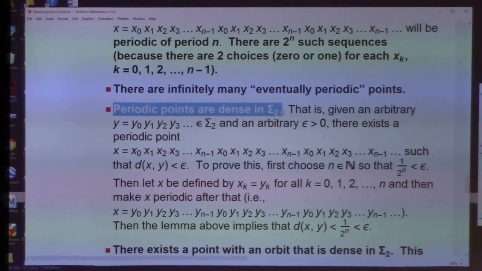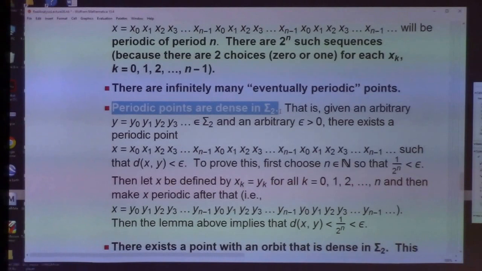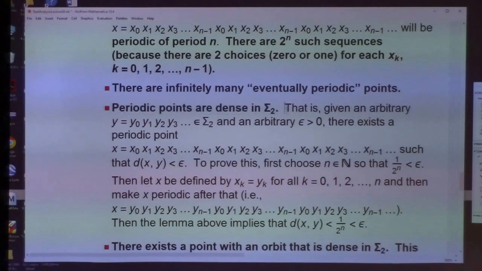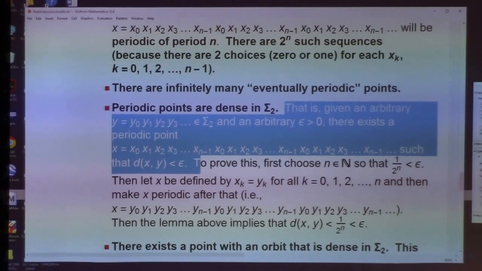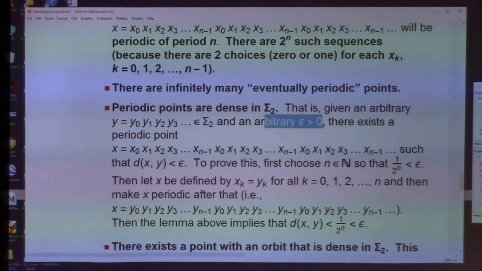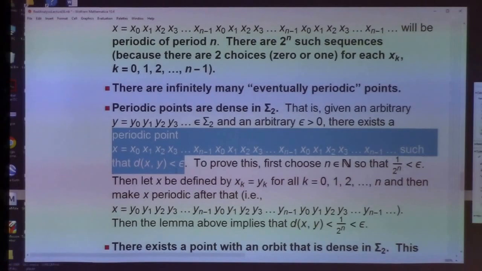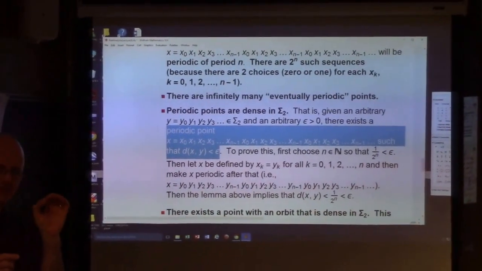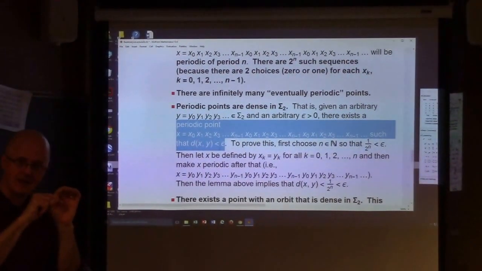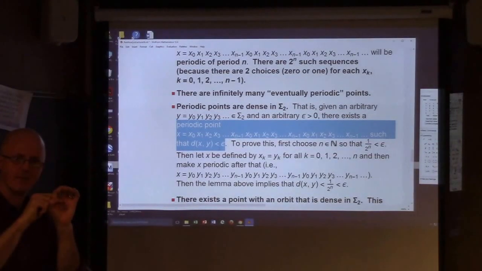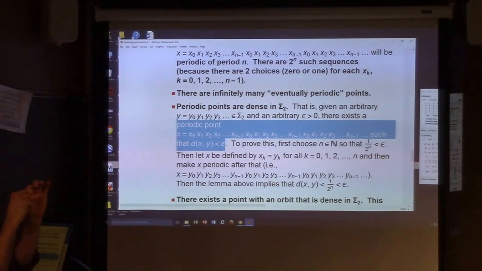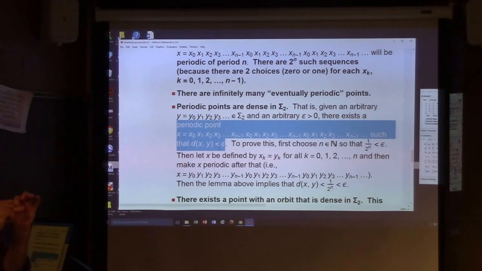Periodic points are dense in sigma 2. Now, I've mentioned density a little bit in this class. I haven't really focused on it. It's a topological concept. Basically, what this means is, given any arbitrary point in the space and an arbitrary epsilon, there's a periodic point within epsilon of that arbitrary point. Give me any point in the space. The periodic points are dense. They sort of are everywhere, is the intuitive idea. So any epsilon, any little ball around that point is going to contain a point that's periodic to the end. Proof's not too hard. I'll let you look at it on your own if you like.